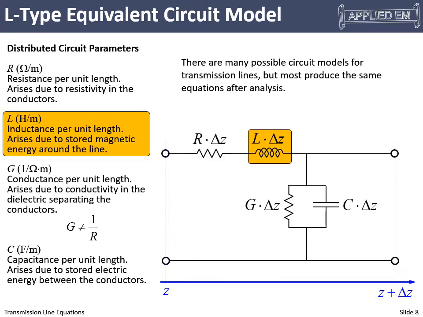Likewise, we have a distributed inductance with units of henries per meter. This is also smeared across or distributed across the entire transmission line. And this is because when we have current conducting in wires, those generate magnetic fields that store magnetic energy, which can get released in the form of a current, and so inductance arises. So our transmission lines will always have some sort of distributed inductance.